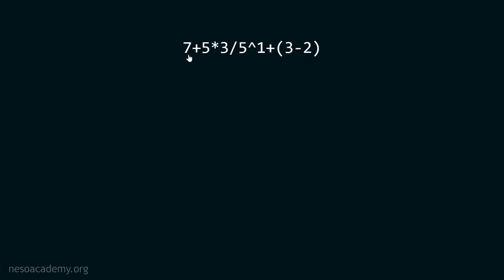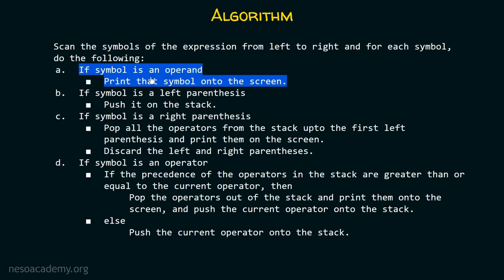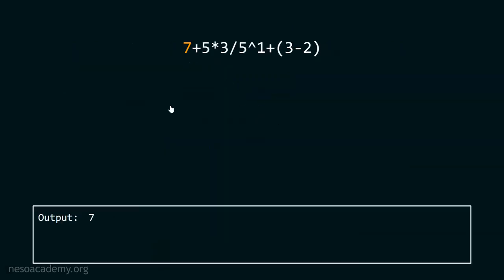Here we have encountered the first symbol, 7. Now what to do with this symbol? If the symbol is an operand, then print that symbol onto the screen. Simply print that symbol onto the screen. So we'll print this symbol onto the screen. This is the output, so we will get 7 on the screen.